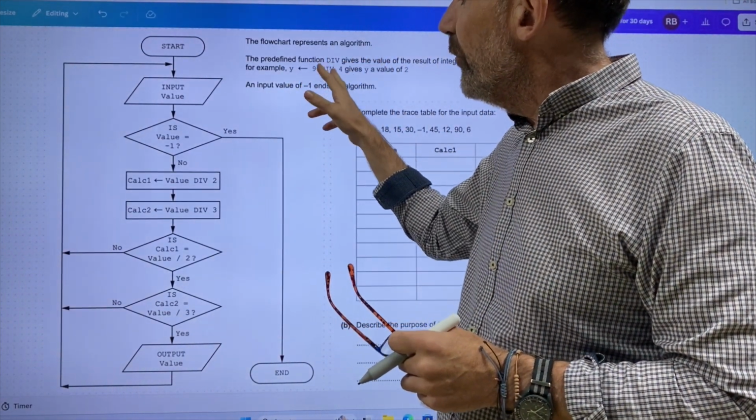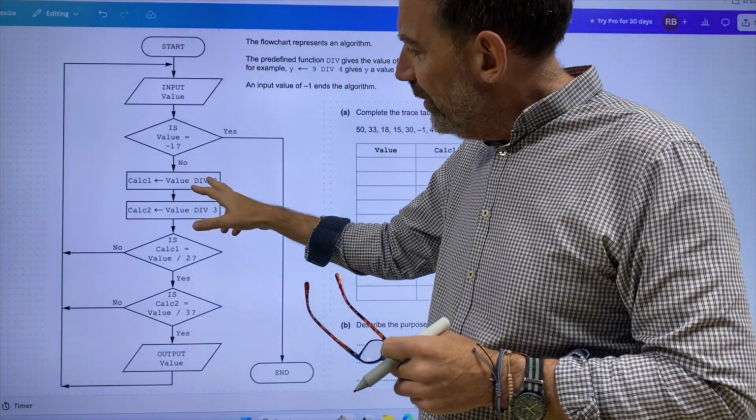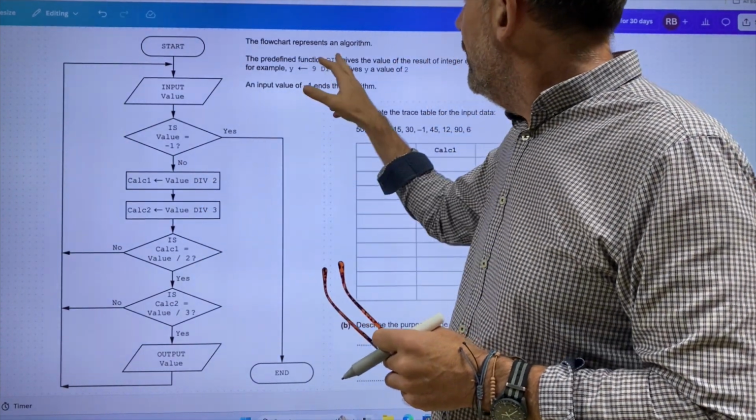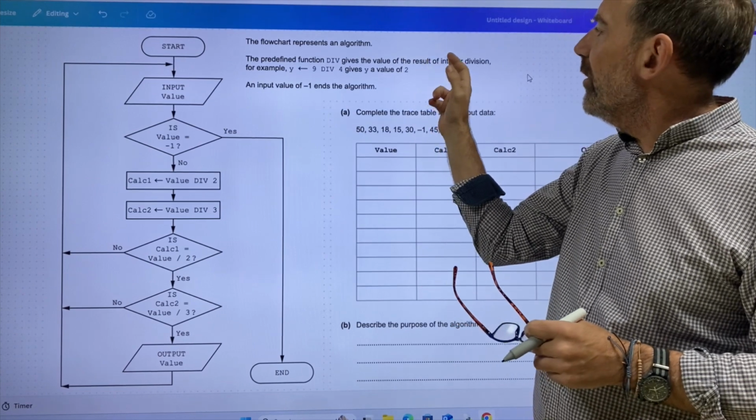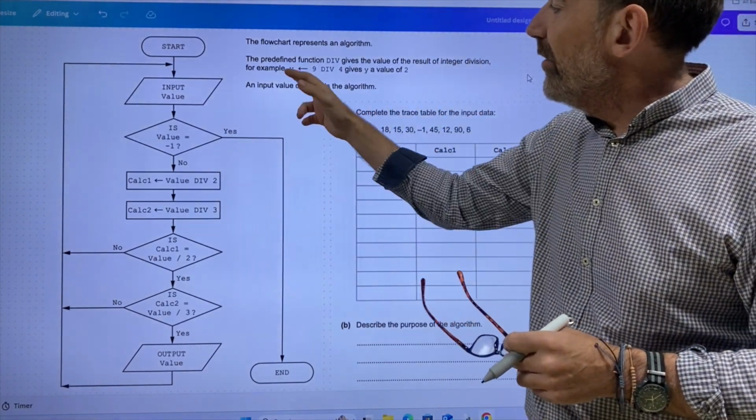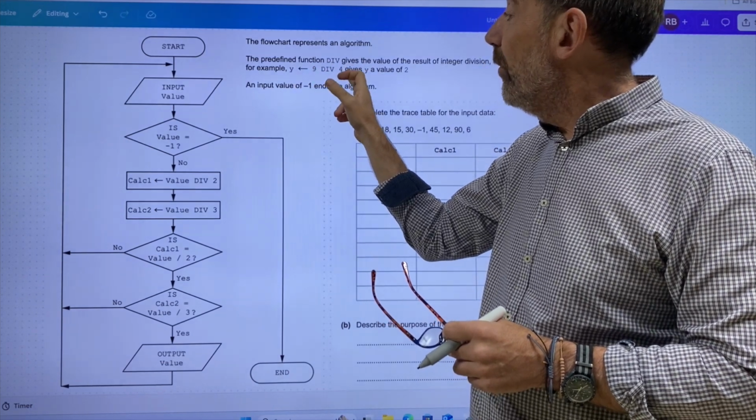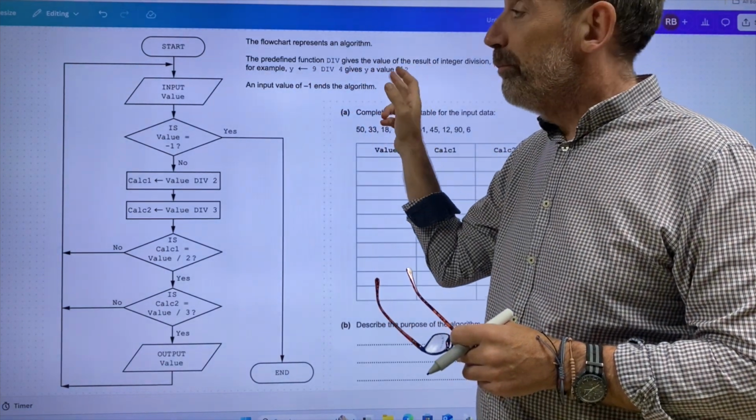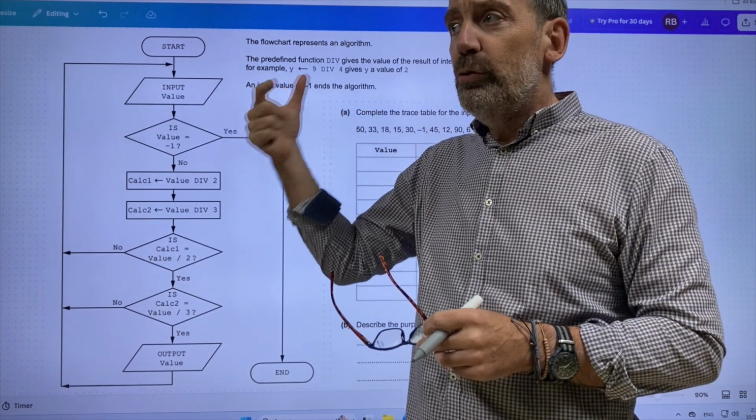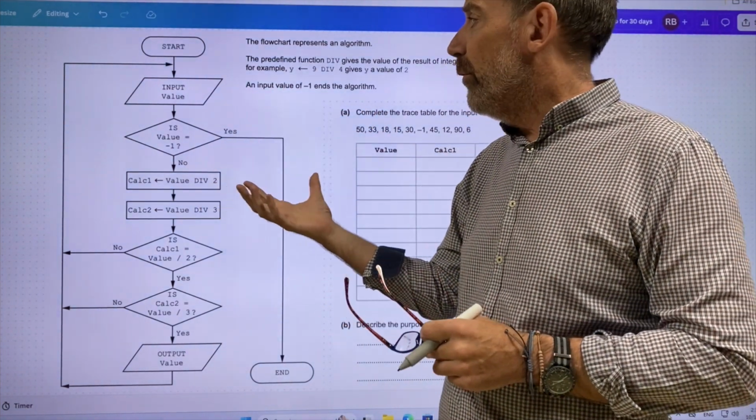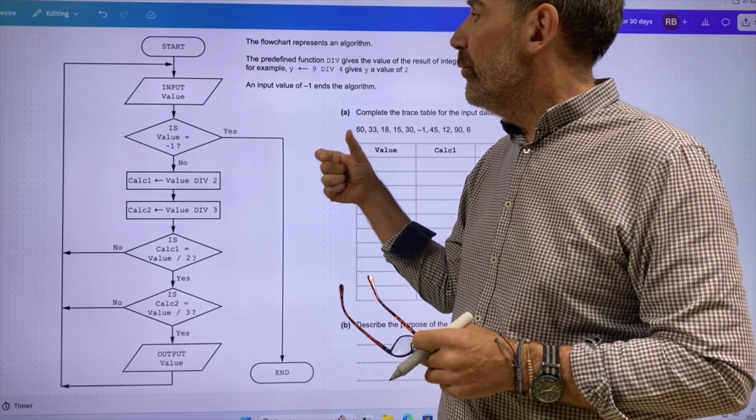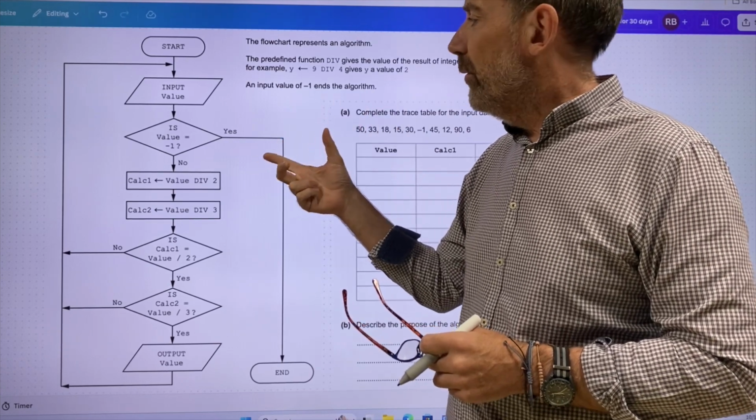The predefined function div, see here, div 2, div 3. Div gives the value of the result of an integer division. For example, y gets the value 9 div 4, which gives y a value of 2, because there are 4 twos in 9. Yes, there's a remainder 1, but there are 4 twos in 9. Okay, if that makes sense.